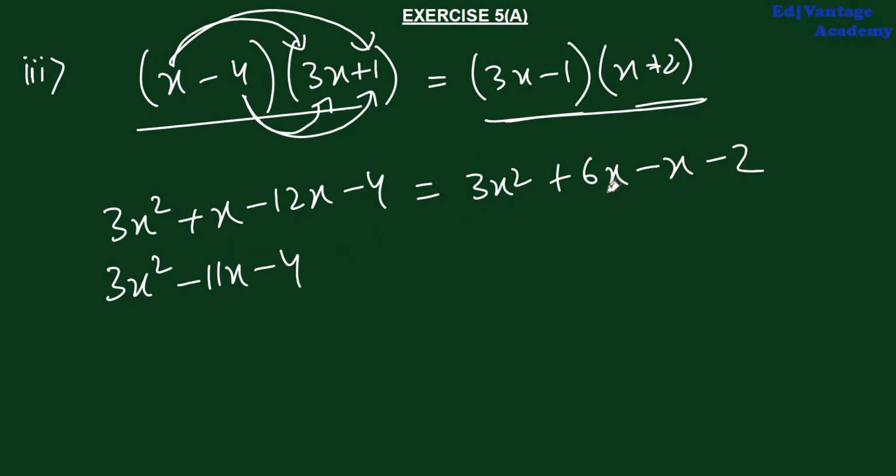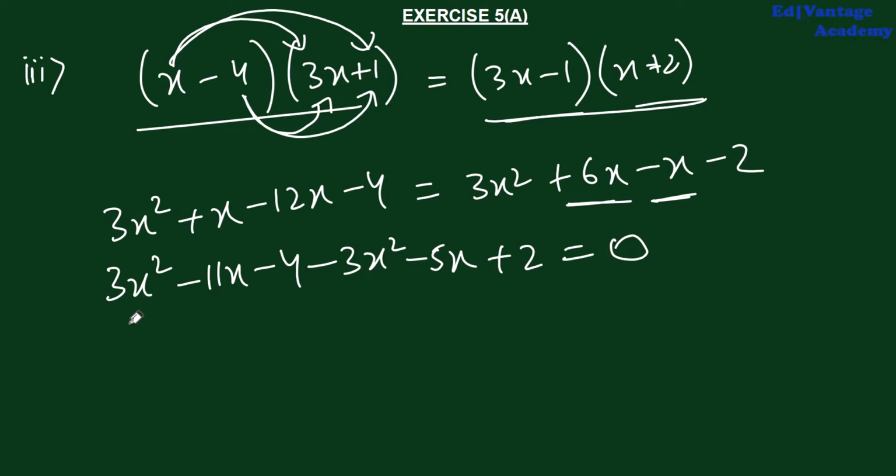3x square comes here also. 6x and minus x are like terms, so they are actually plus 5x. So let us see, I'll just skip that step. I'll directly write, 3x square is positive, it will come to the other side and become negative. Here 6x and minus x is plus 5x. Plus 5x goes to left, it becomes minus 5x. Minus 2 goes to left, it becomes plus 2, is equal to what is on the right side?